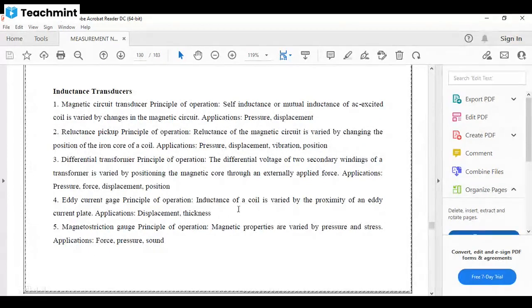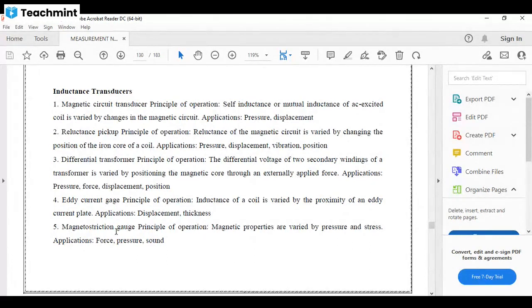The eddy current gauge principle of operation is that the inductance of the coil is varied by the proximity of an eddy current plate. It is also used for measurement of displacement and thickness of the flow pipe. And the last one is the magnetoresistance gauge. Its principle of operation is that the magnetic properties are varied by pressure and stress. So the magnetic properties vary due to the applied pressure and force.